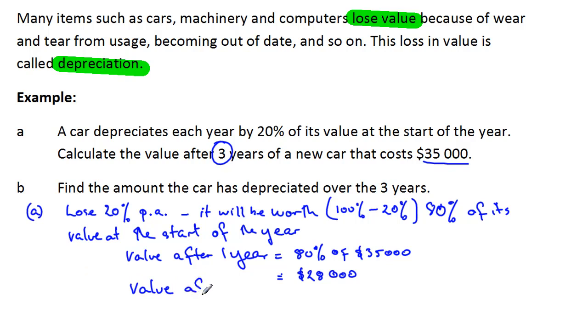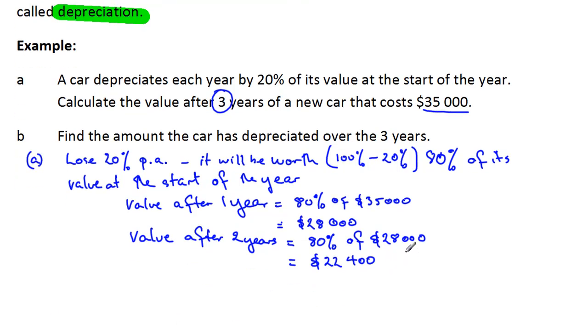Our new starting value needs to go down the next year. So the value after 2 years is going to be 80% again, because we're losing 20% not of the original price, but of the price at the end of the first year, $28,000. Once again, use your calculators and you'll get an answer of $22,400. So after 2 years, the car's dropped from $35,000 to $22,400, which is reasonably realistic.